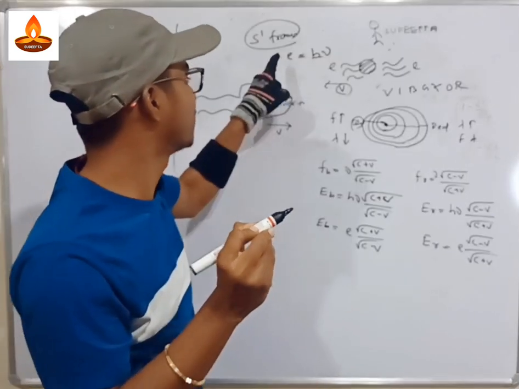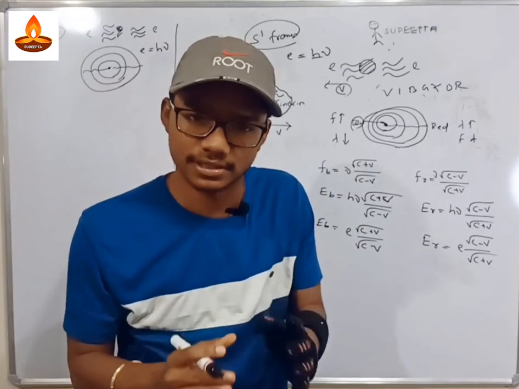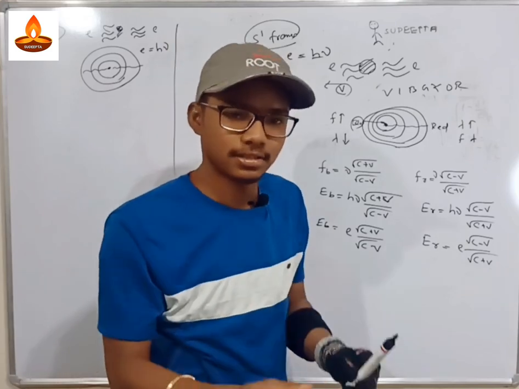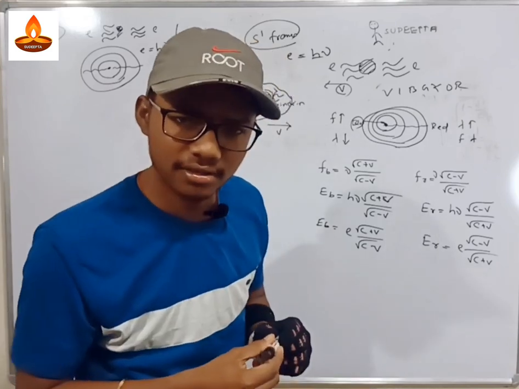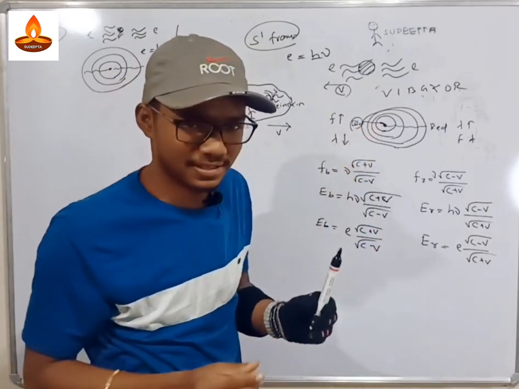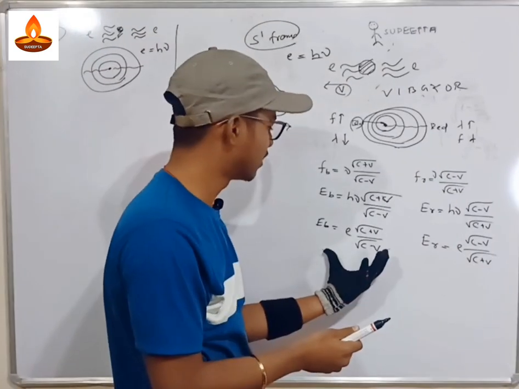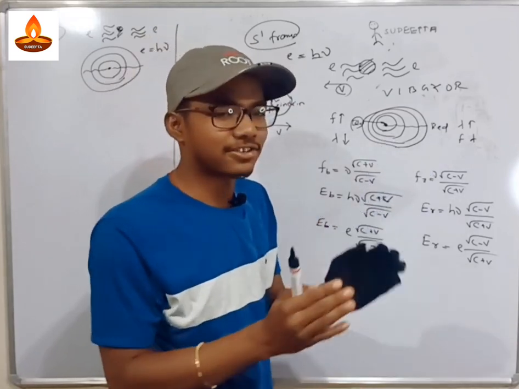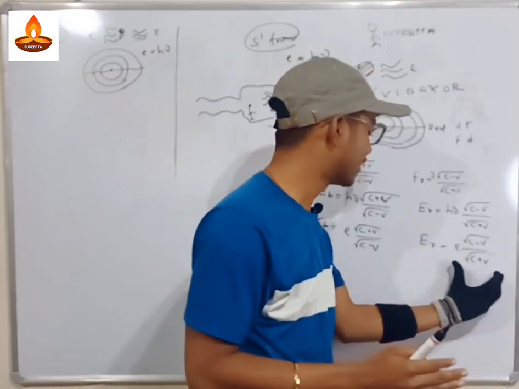That means what is the relation between the energy and the frequency? Directly proportional. If the frequency is higher, the energy is higher. If the frequency is lower, the energy is lower. Due to the Doppler effect, due to the contraction of the waves, the energy increases. And due to the expansion of the waves, the energy decreases.